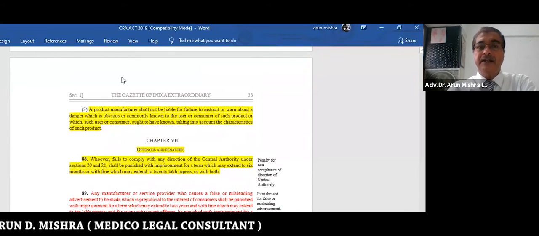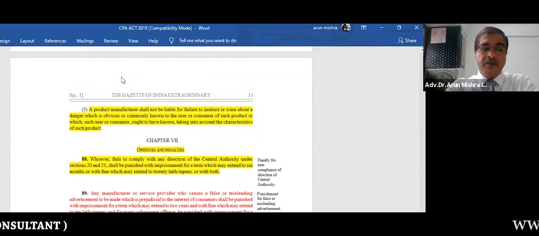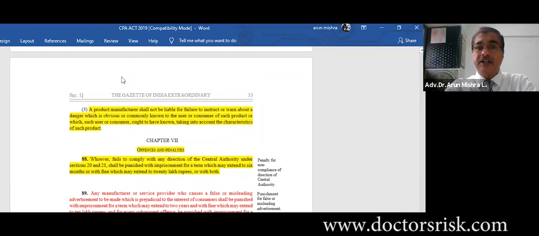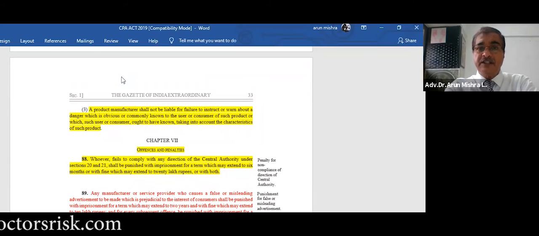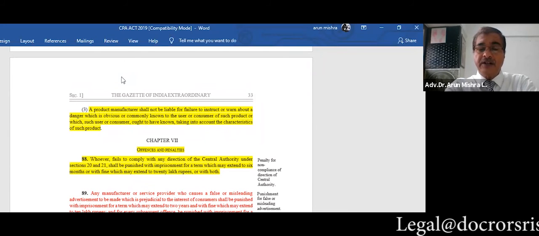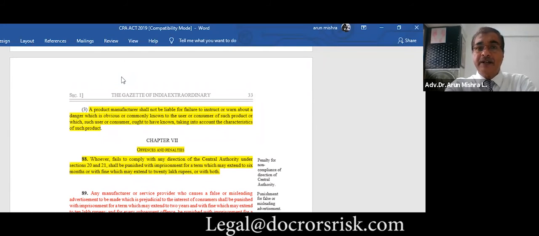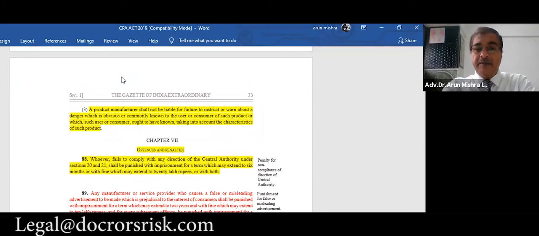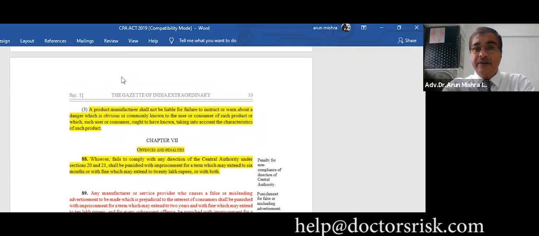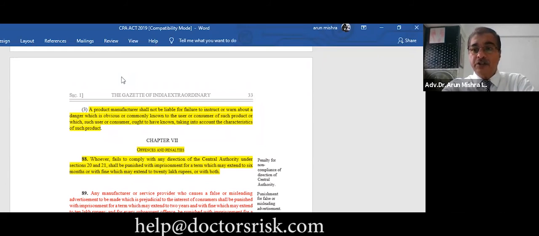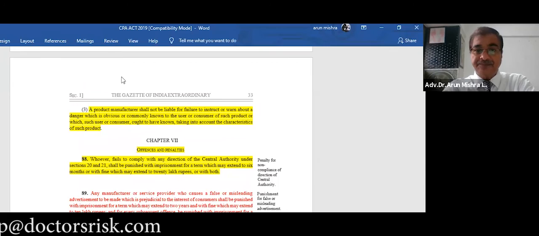So the product liability definition we have already seen. Product liability itself is a ground for filing a case. So instead of a deficiency in service or defective product, they have added one more chapter as product liability. And under product liability, we can make anyone a party who manufactures, who distributes, or who sells.